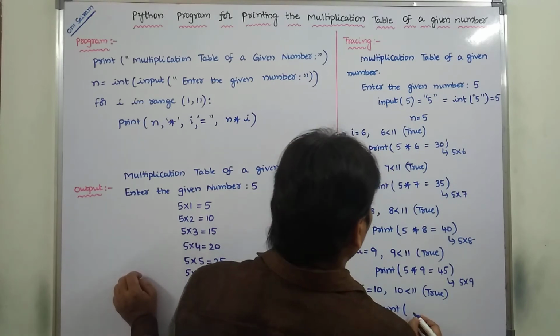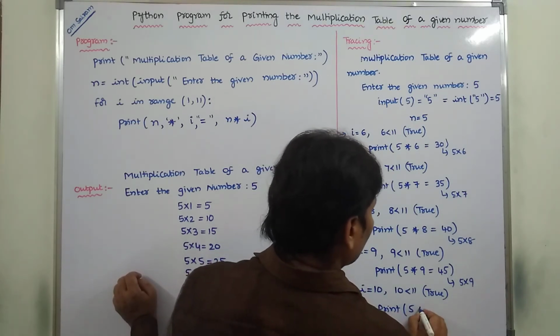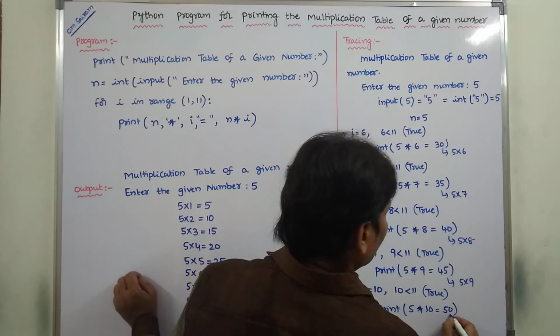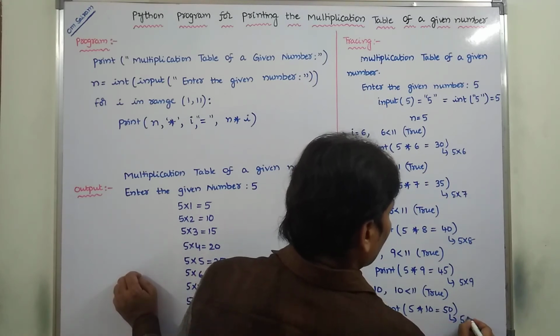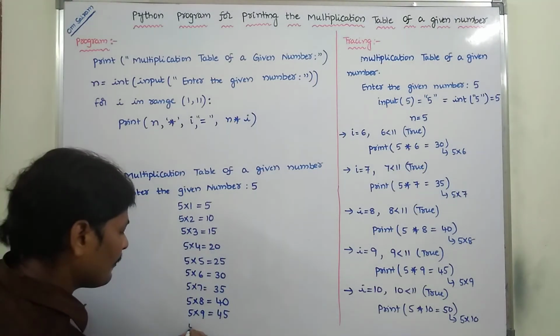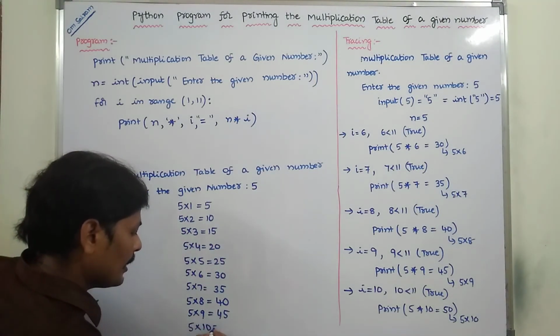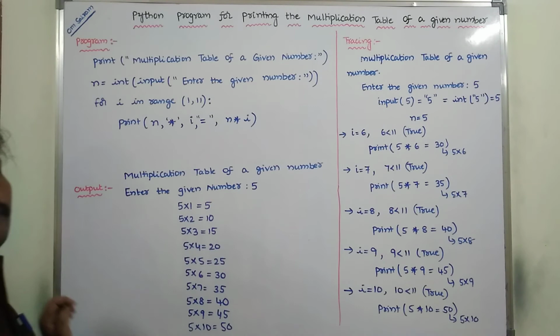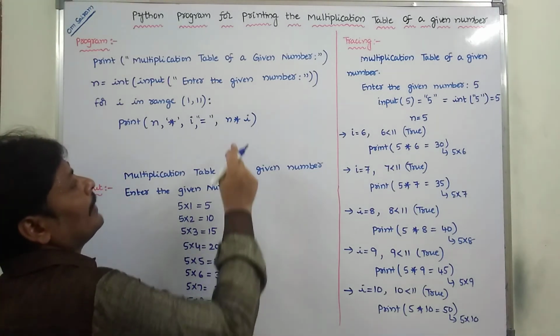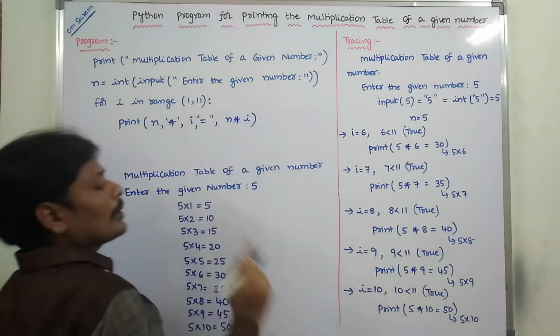Print n. N value is 5 into I value is 10, that is equal to 50. 5 into 10, that is equal to 50. 50 is getting from n value 5, I value 10. So now printing 5 into 10, that is equal to 50. After printing, again the control goes to the for loop.